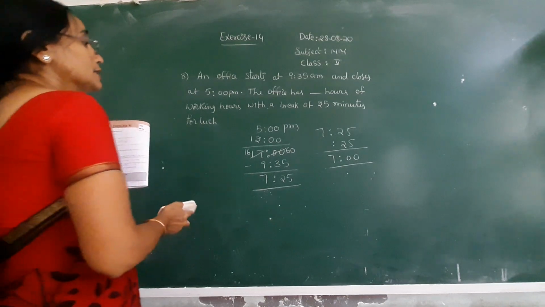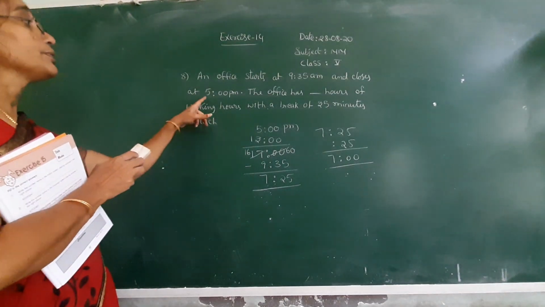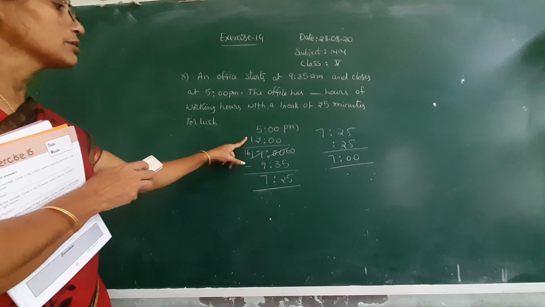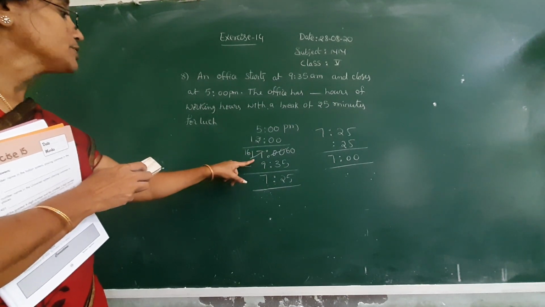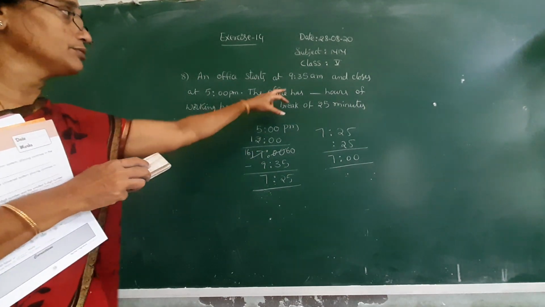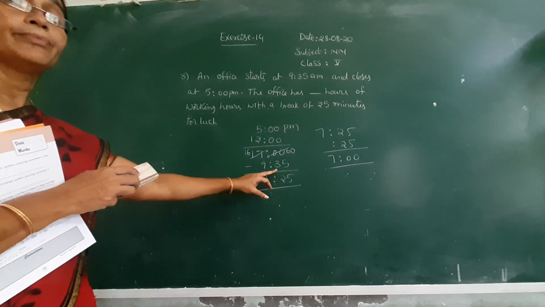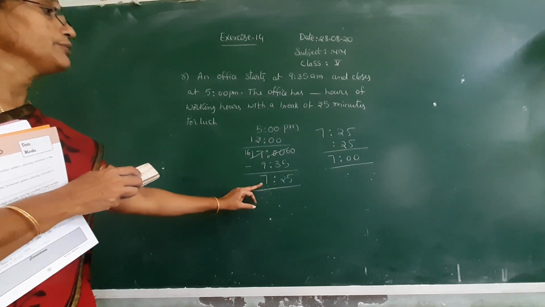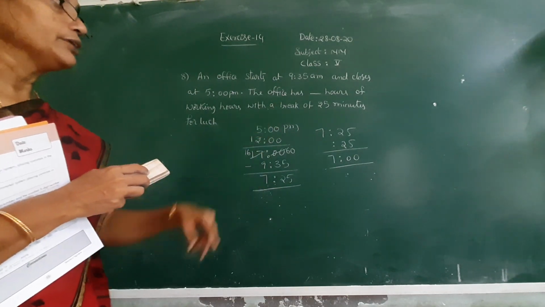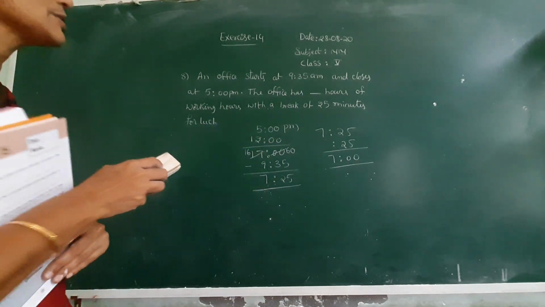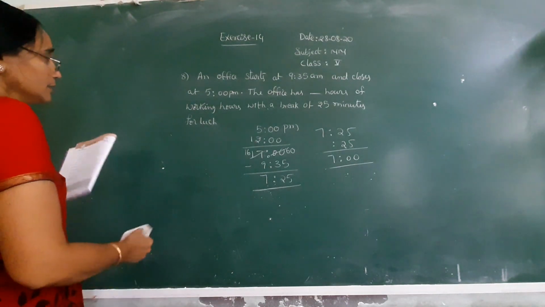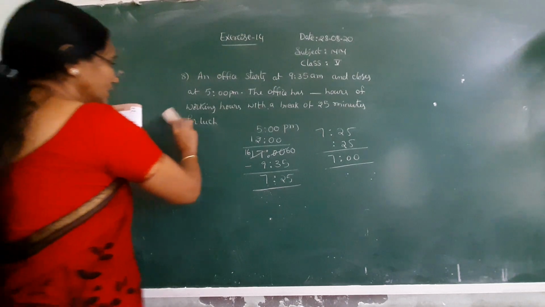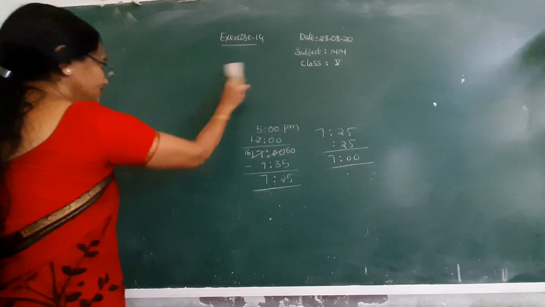Okay, understood? It closed at 5 p.m. Here you cross the session, that's why you should add 12, to get 17 hours, and from that you subtract 9:35 a.m. So you get 7 hours 25 minutes. But they have given 25 minutes as lunch, you have to subtract 25 minutes also. So the total working time is 7 hours. Okay, go for the next problem.